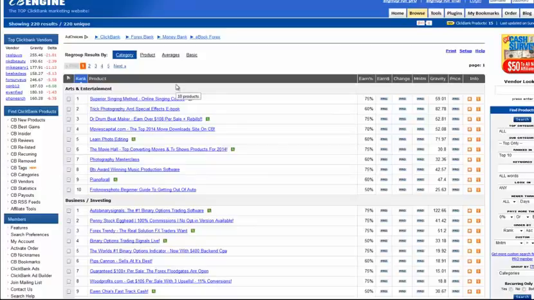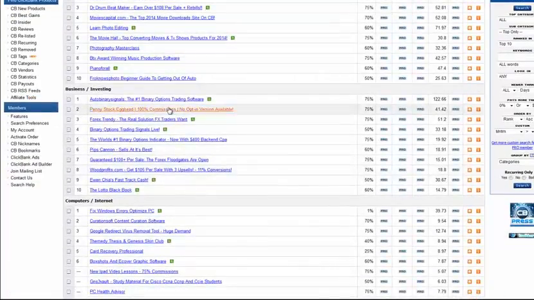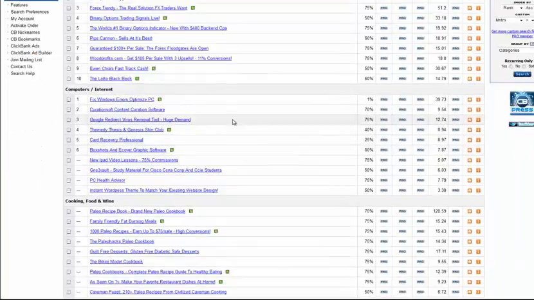So for example, arts and entertainment is the first category it gives us. We've got a singing method, an online singing course. We've got trick photography, drum beat making, photo editing, photography, piano lessons. We've got a whole bunch of stuff. We've got business and investing, a penny stock strategy, foreign exchange, a whole variety of things here. Computers and internet, we've got fix Windows errors, things like this, and all these things appeal to different people.